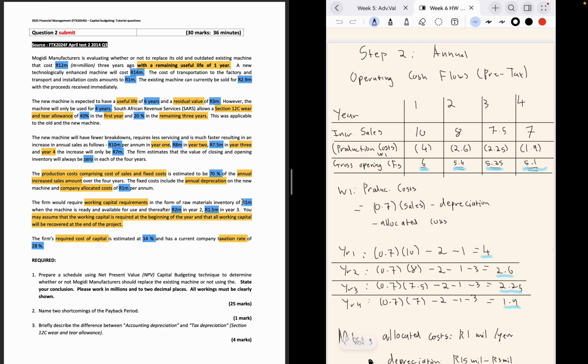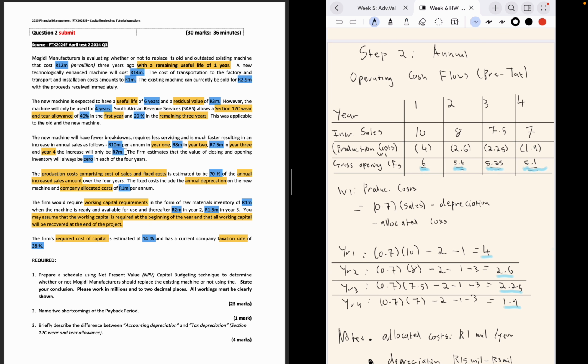So let's quickly calculate our pre-tax annual operating cash flows. All the numbers here are shown, so I'll quickly show you where we get everything from. The increase in sales, they tell us that the new machine will be super dope, and so the increase in annual sales will be 10 million in year 1, 8 million in year 2, 7.5 million in year 3, and in year 4 the increase will only be 7 million. So you'll see it here in year 1, 10, 8, 7.5, 7. Cool. And then the production costs, I'll quickly show you how we work that out.